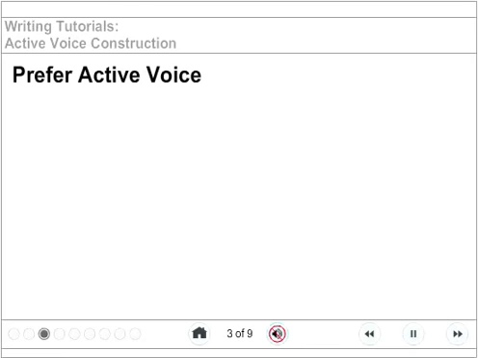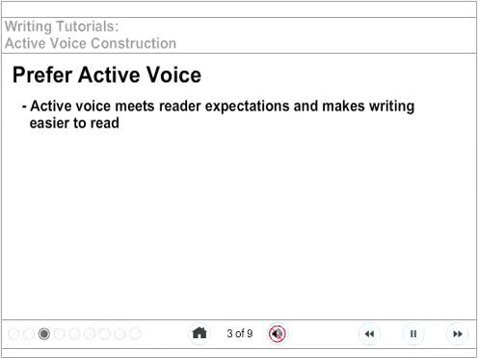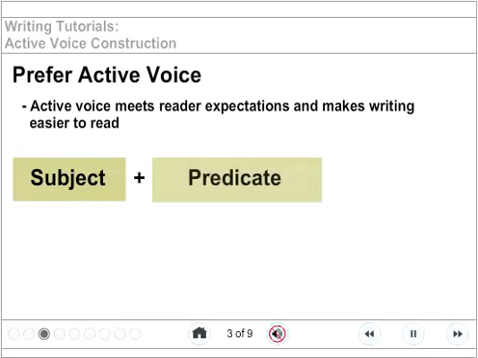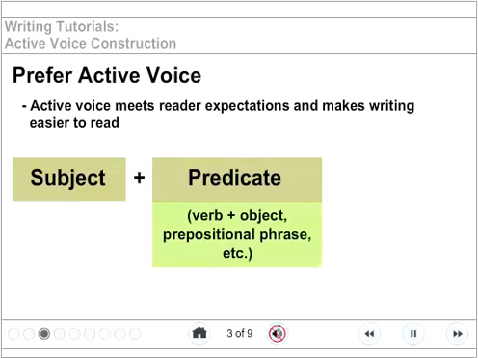Most sources of writing advice encourage writers to use the active voice rather than the passive voice. There are three main reasons for this advice. First, active voice is easier to read. The most common and straightforward sentence construction in English is to present the person or thing performing the verb early as the subject of the sentence. Then the sentence continues with the predicate, which is the verb along with its object, prepositional phrase, or other needed information attached to the verb.